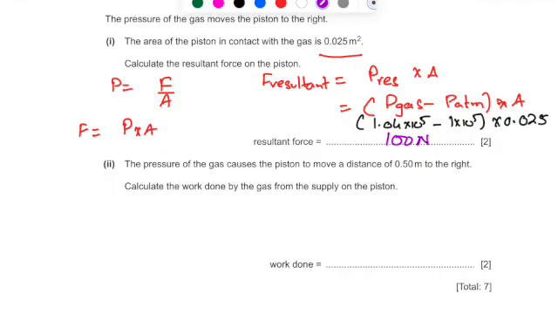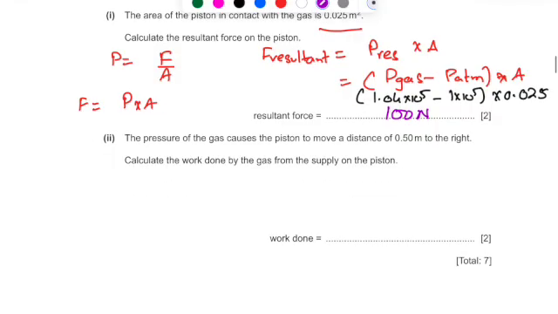Next part of the question. The pressure of the gas causes the piston to move a distance of 0.5 meters to the right. Calculate the work done by the gas. So we know that work equals force times distance.